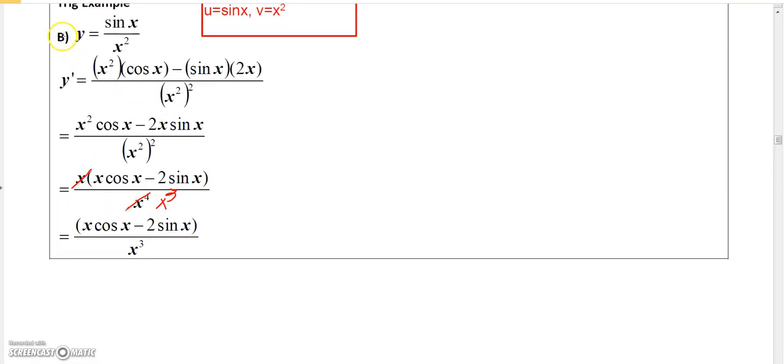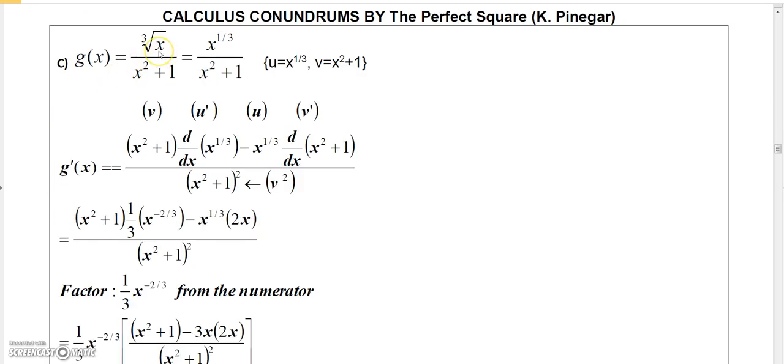That's the derivative of sine x over x squared using the quotient rule. Okay, so I'm going to go ahead and use the quotient rule here to find the derivative of this one. This is the cube root of x divided by x squared plus 1. So first thing I'm going to do is rewrite this as x to the 1/3. So I have x to the 1/3 over x squared plus 1. So u would be the numerator, x to the 1/3, and v would be the denominator, x squared plus 1.